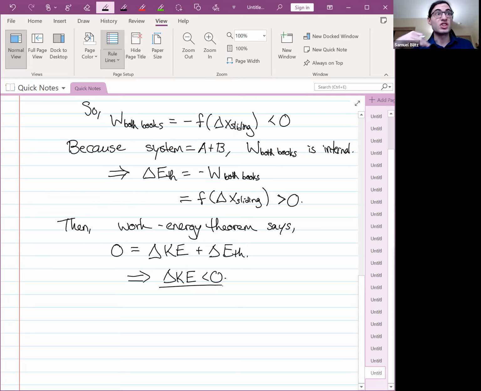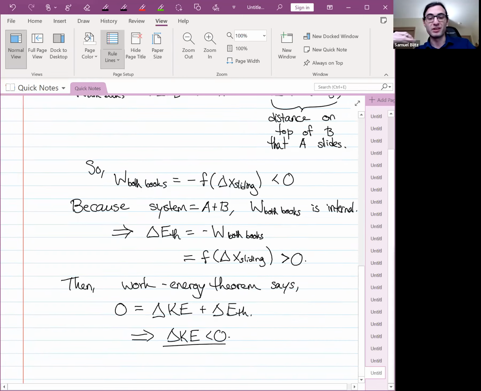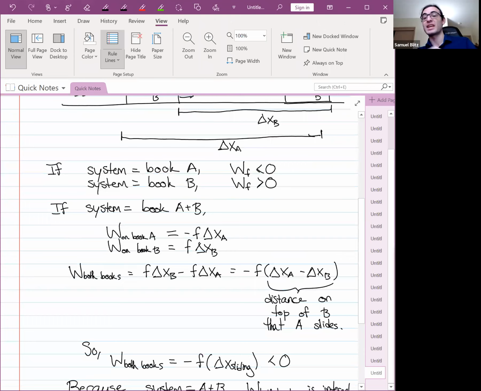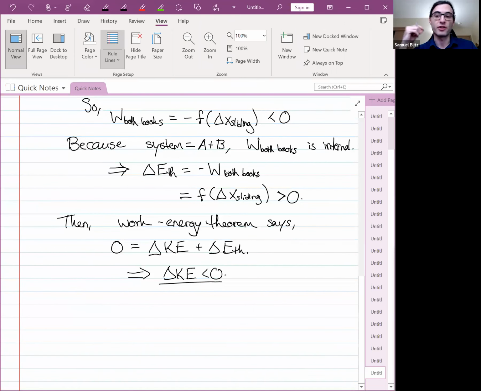Which is to say that even though book B speeds up, book A slows down sufficiently much that the total kinetic energy at the end of the day, once they're moving together, is less than just the kinetic energy of the first book. This is just to say that the friction force, even though it was internal, sapped kinetic energy from the system. It took kinetic energy away and converted it to thermal energy, and it can't be converted back.